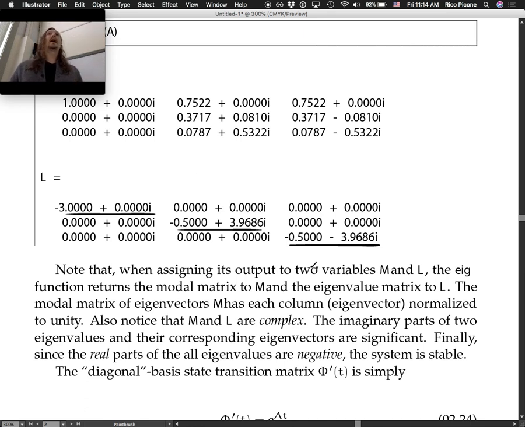And remember, the eigenvalues are the same as the roots of the characteristic equation, which determine the stability of a system by the sign of their real part, right? If the sign of the real part is negative, we're going to have a stable system. So by just looking at the eigenvalues, we can determine stability for the system. And we can determine that this system is stable, which is good. Good news.